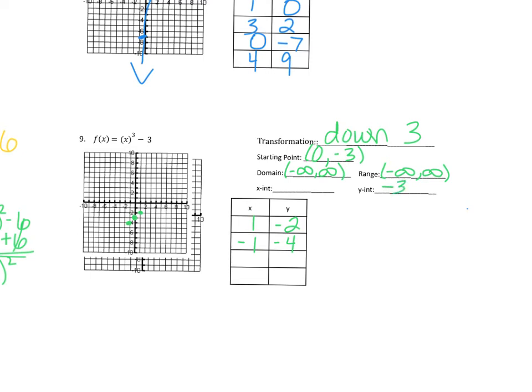I have to plug in 0 for f of x or y, so I'm going to do 0 equals x to the third minus 3. I'm going to add 3. x to the third equals 3. I have to cube root it, and you can just leave that as your x-intercept. So the cube root of 3.